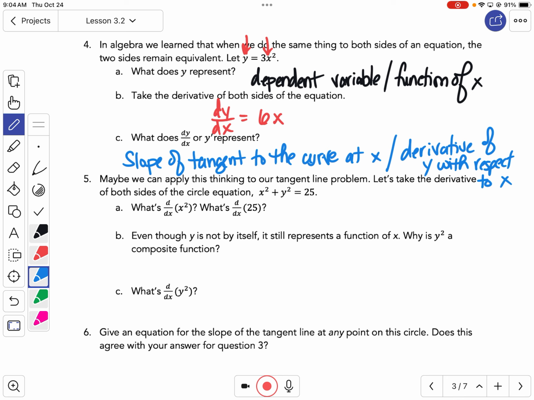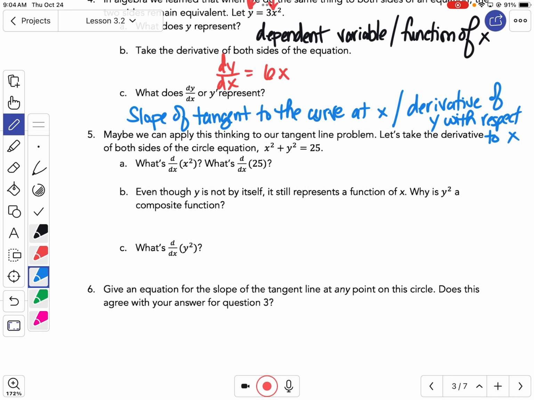So can we apply this principle to our tangent line problem, where we have this function that's not solved for y? And so it says, let's start here. What's going to be the derivative of just x squared? 2x. And what's going to be the derivative of 25? 0. And can we take derivatives of functions that are being added together and add those derivatives together? Yeah, we can. That was one of the first rules we learned.